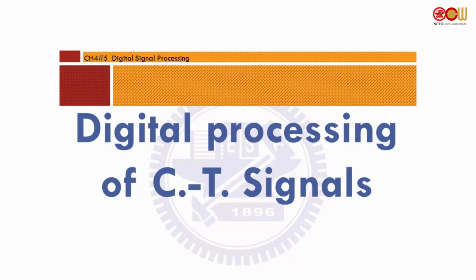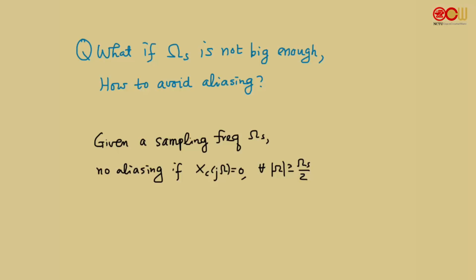Here we're going to talk about some important issues when we do digital processing of continuous time signals. In our previous discussion, we have assumed that the sampling frequency is large enough and there was no aliasing. But what if the sampling frequency is not large enough? How to avoid aliasing?